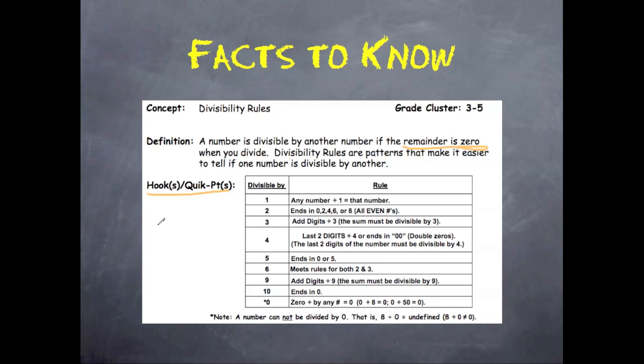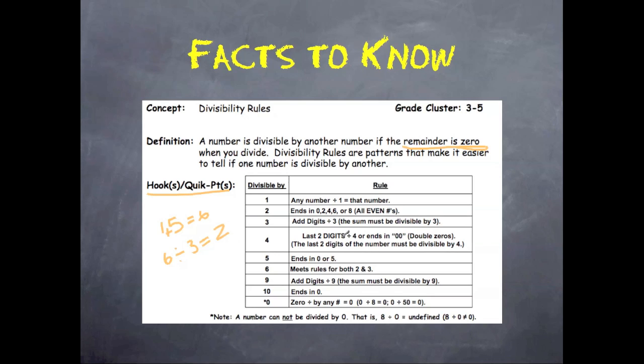So for example, if we had the number 15, we add the digits together, so 1 plus 5, and that gives us 6. So then we do 6 divided by 3, and we get 2. And since 6 can be divided by 3, that means the number 15 is divisible by 3.